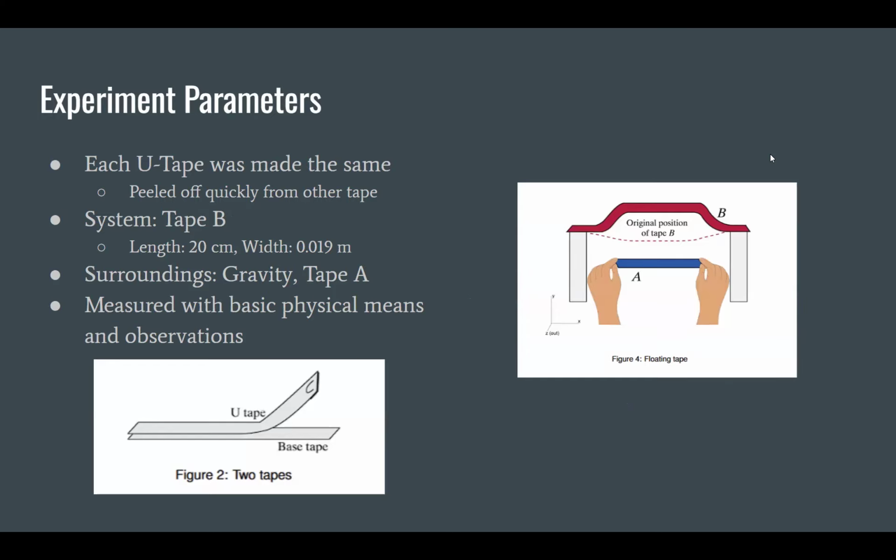Some more experiment parameters. Each U-tape was made the same. They were peeled off quickly from another piece of tape to charge. The system was tape B with a length of 20 centimeters and a width of 0.019 meters. The surroundings of tape B were gravity and tape A, and each of these things were measured with basic physical means and observations.